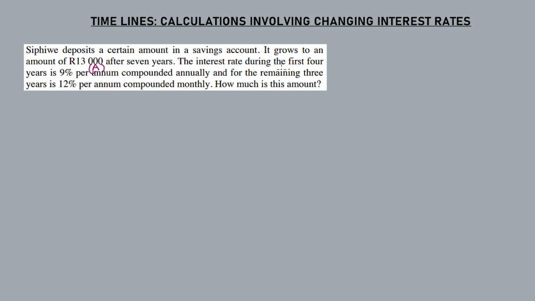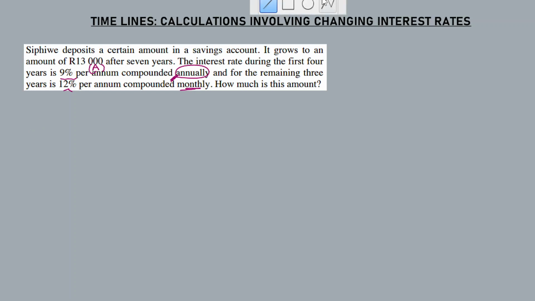The interest rate during the first 4 years is 9%. Pay attention: it's per annum compounded annually. For the remaining 3 years it is 12% compounded monthly. How much is the money that was deposited? We want to know how much was saved at the beginning such that it grows to 13,000 after 7 years.